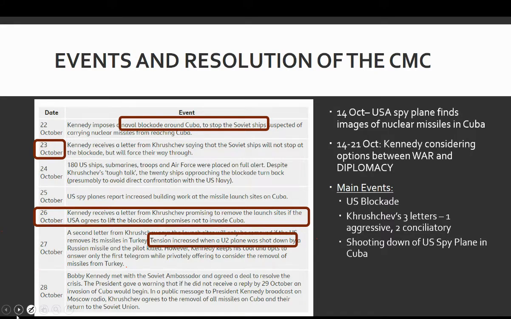Now, of course, both leaders had to be very careful in how they managed this, and this was why on the last day of the crisis, 28th October, instead of the two leaders talking, they sent their best pals, Robert Kennedy, John F. Kennedy's brother, and the Soviet ambassador to speak to each other to resolve the crisis.